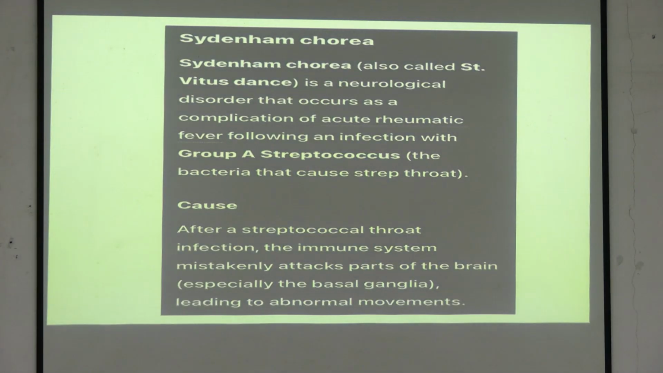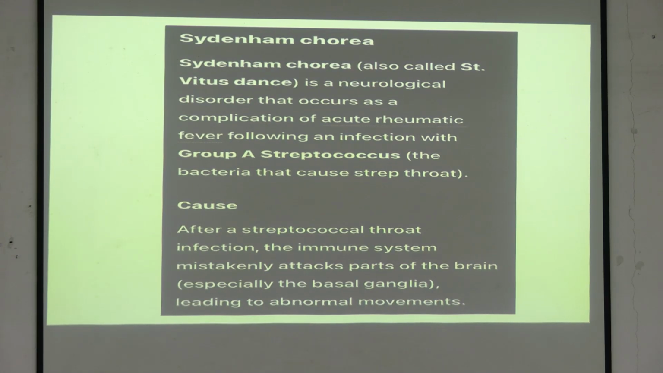So rheumatic chorea is a complication of the streptococcal disease. Cause: after a streptococcal throat infection, the immune system mistakenly attacks part of the brain, especially the basal ganglia, leading to abnormal movements. As they affect the heart, they can also affect the basal ganglia. They also affect the skin.